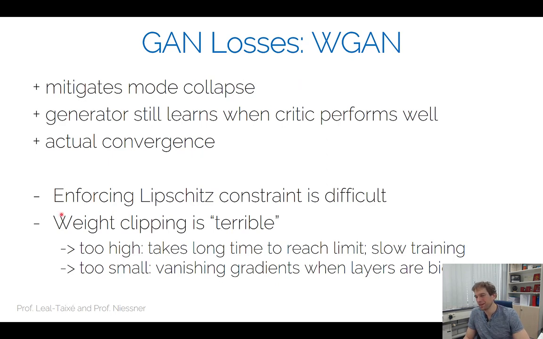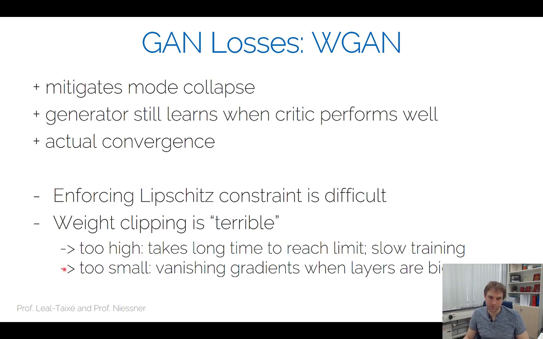Weight clipping is a dirty, dirty hack. This is not a good idea. There's a couple of variations, like gradient penalty and stuff like this, that people use. Weight clipping is not the best idea ever. If it's too high, it takes a long time to reach the limit, right? Basically, if you're allowing for too much variation, this Lipschitz estimate is not very good because it's too loose, right?